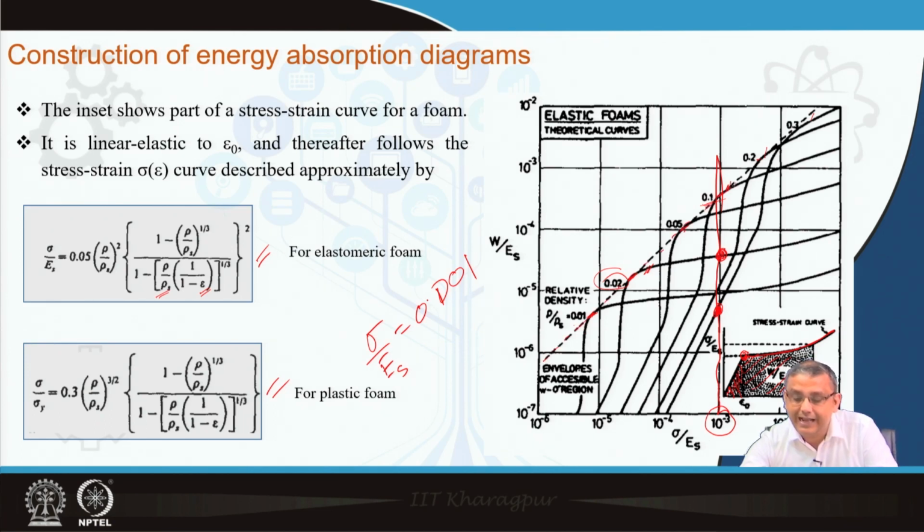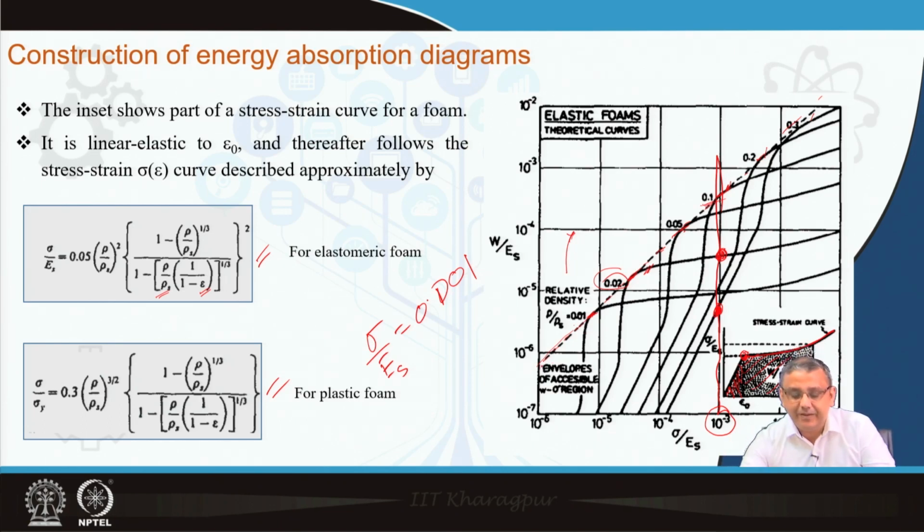Okay? And this dotted line is actually the locus which separates the absorption diagram into two regions. One is above this line, which is called the non-accessible region. That means, for any particular foam density, we cannot absorb more energy than this dotted line. This dotted line is the highest amount of energy absorption possible.